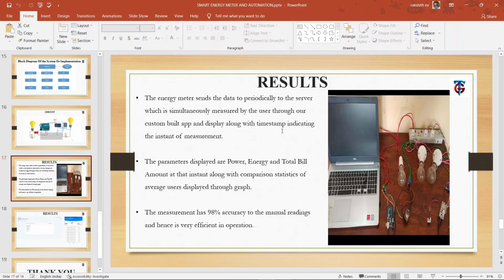The measurement has 98% accuracy compared to the manual readings, and it is very efficient in operation. As a prototype we can't guarantee 100% accuracy, because the sensor is also at prototype level, not of industry grade, and it works based on the Hall effect as I said in previous slides. There will be some acoustic noise coming into the picture, or radiation interference, which is also causing inaccuracy. So that's also a reason, but as a prototype or as a project, this is very good, and the concept will be understood in detail when we go hands-on with the project.